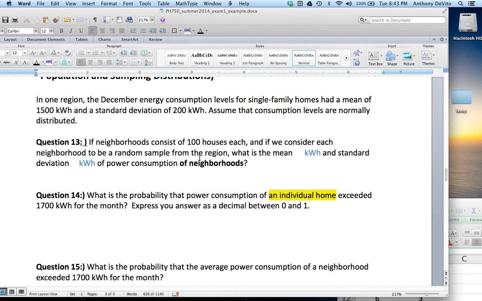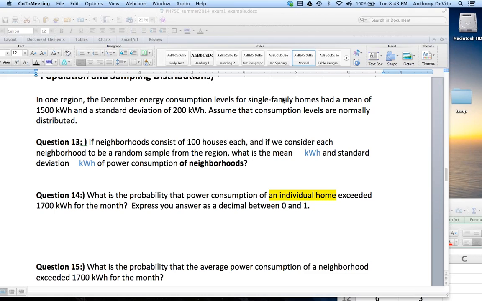Now, this question is a little bit tricky, but it has elements of what we were doing last night. In one region, the December energy consumption levels for single-family homes had a mean of 1,500 kilowatt hours and a standard deviation of 200. Assume that the consumption levels are normally distributed.